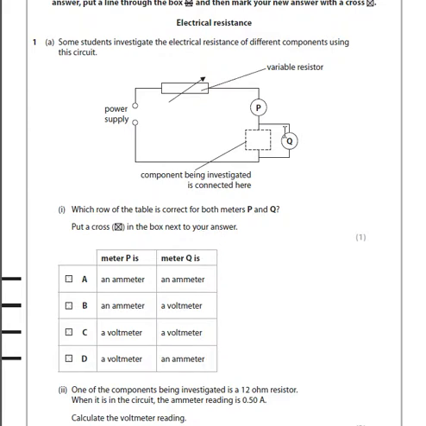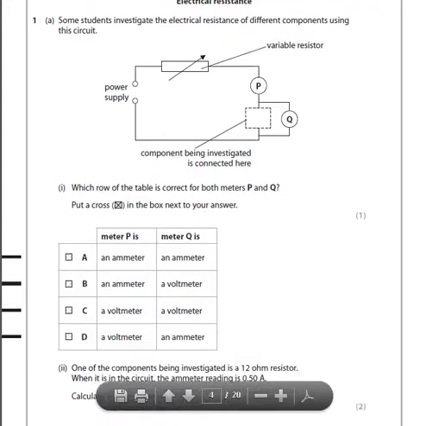Component Q, well, that's measuring between 2 points. So there, it could measure the difference, and that's exactly what it's measuring. It's measuring the difference in electrical potential, which we call the potential difference, or simply the voltage. So that makes Q a voltmeter. So the correct answer is B. But essentially, ammeters go in series, and voltmeters go in parallel. Okay, let's scroll down the page a little bit then.